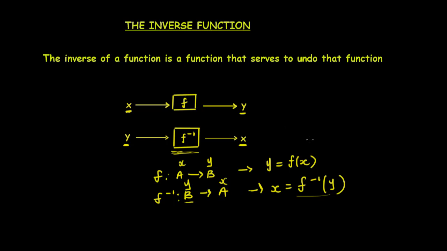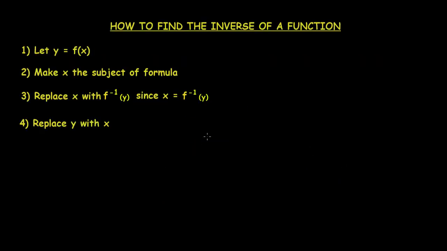So let's see the steps in which we can find the inverse of a function. Okay, so how to find the inverse of a function. The first step says we should set Y to be F of X. That means Y is going to be the output value. Is that what this first step means? And the second step says we should make X the subject of the formula.